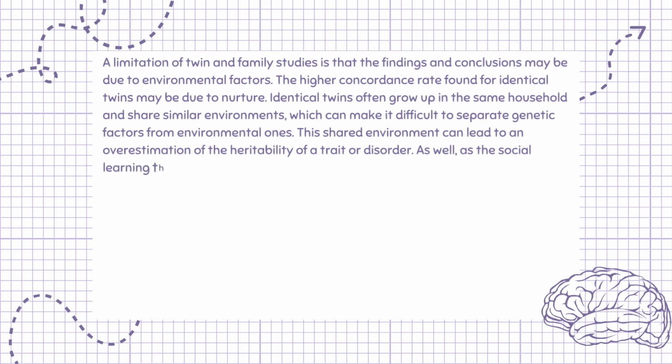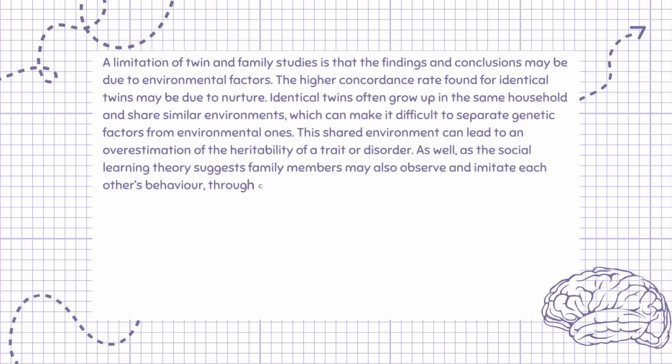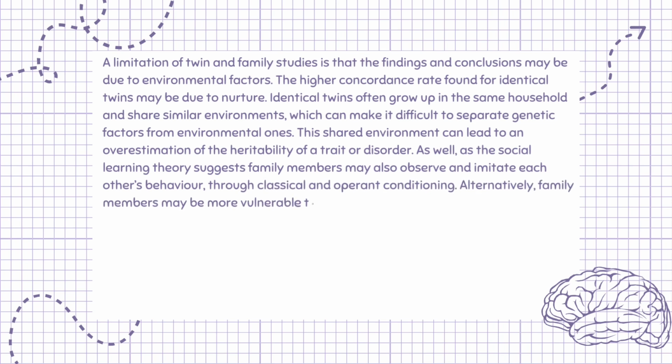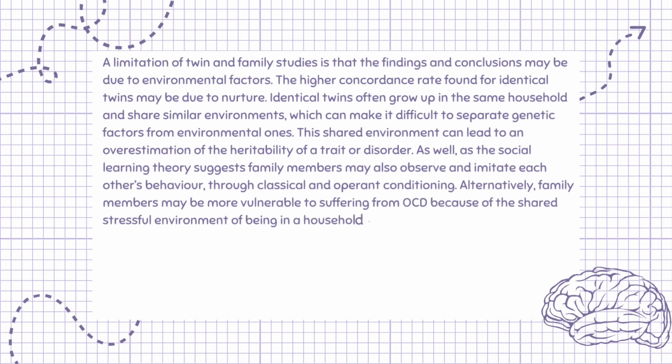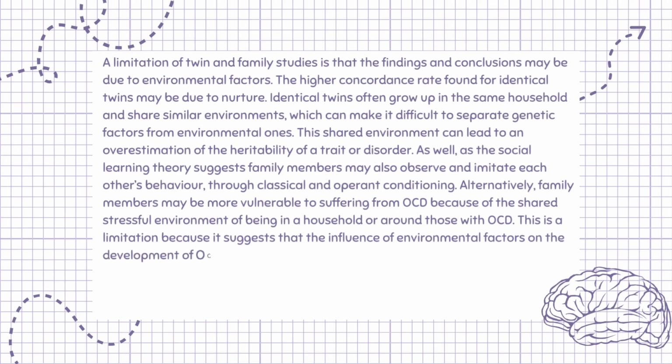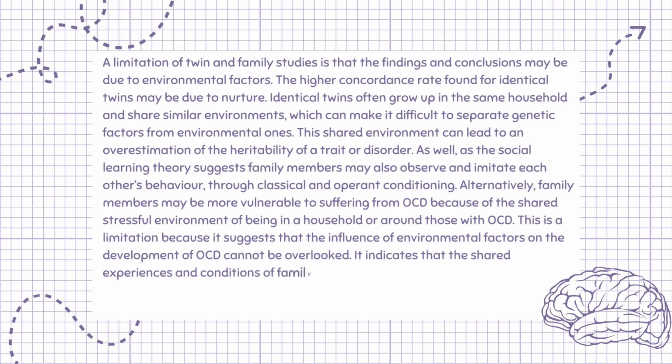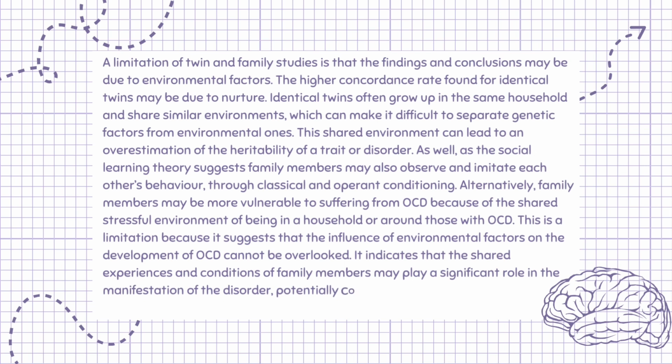As well, as the social learning theory suggests, family members may also observe and imitate each other's behavior through classical and operant conditioning. Alternatively, family members may be more vulnerable to suffering from OCD because of the shared stressful environment of being in a household or around those with OCD. This is a limitation because it suggests that the influence of environmental factors on the development of OCD cannot be overlooked. It indicates that the shared experiences and conditions of family members may play a significant role in the manifestation of the disorder, potentially confounding the interpretation of genetic contributions.